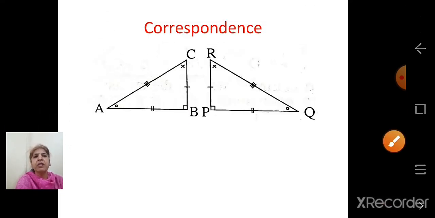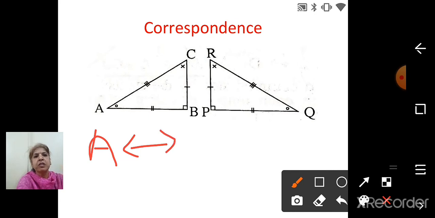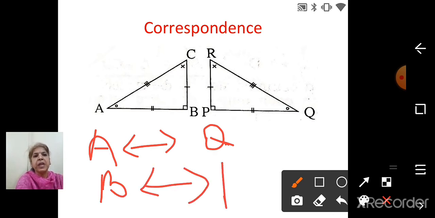Now you have to write the correspondence. Here the 2 triangles are given, and you can see the identical marking. If you see the identical marking, you can see the marking of angle A and the marking of angle Q is same. So we can write A corresponds to Q. First you have to see the correspondence of the vertices, right? Then you observe properly, see the identical marking of B with P. They are right angles. So they are the same marking. So B corresponds with P, right?